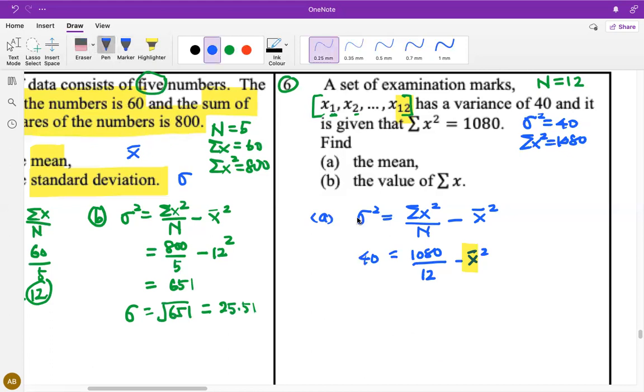Sorry for the disturbance. So, if you do it properly, okay, for 1080, so it's 90, right?